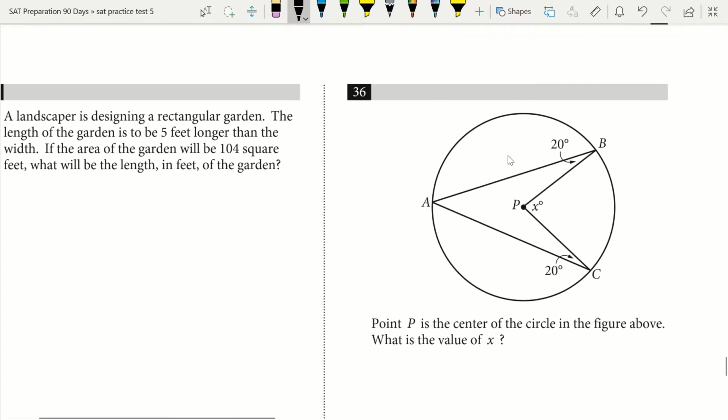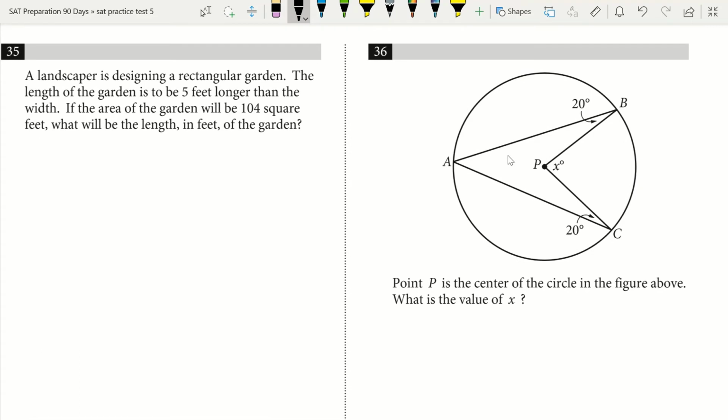35. A landscaper is designing a rectangular garden. The length of the garden is to be 5 feet longer than the width. So we got our width then and our length. We're told the length is going to be 5 feet longer than our width, so 5 plus w. And then we have, if the area of the garden will be 104 square feet, what will be the length in feet? So we want to solve for our length. We know that our area is length times width in a rectangle. So what we're going to do here is our length times our width.